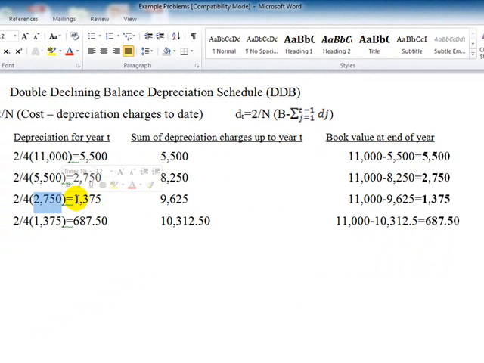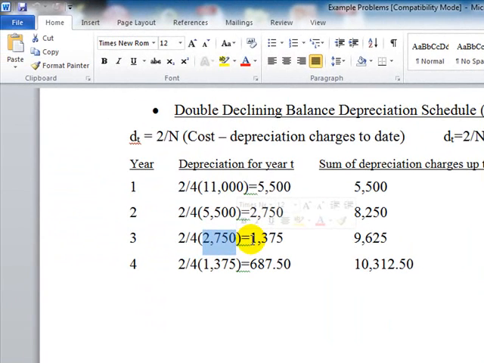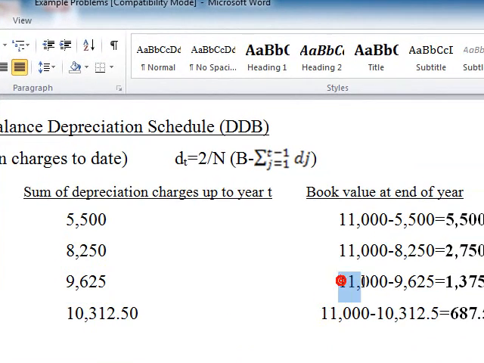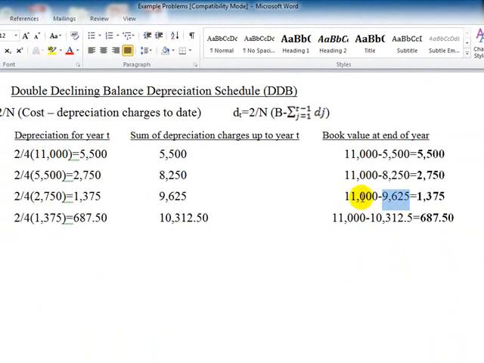The depreciation charge for the third year is 1,375, and then we add that value to this value to get the total depreciation charges for the first 3 years. That value is $9,625. We subtract $9,625 from 11,000, which is the cost. We get the book value at the end of the third year as 1,375.